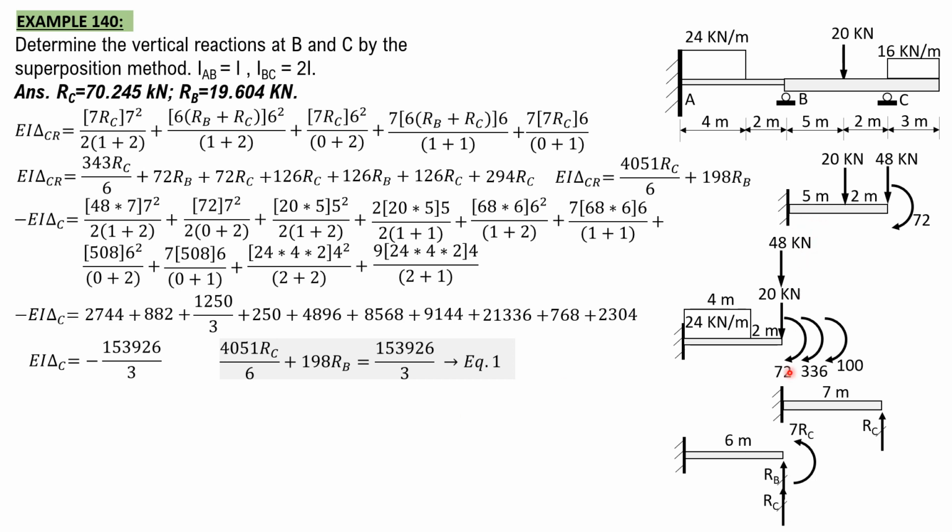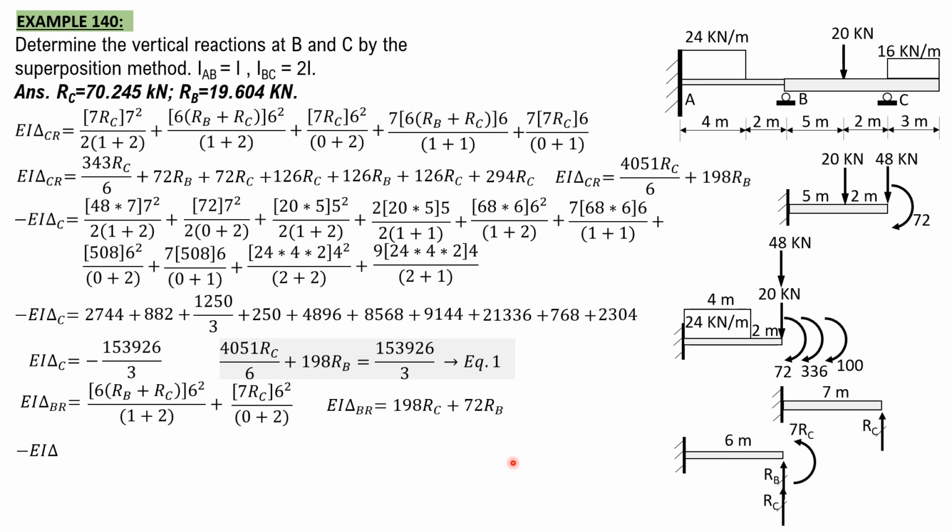Then for the deflection at B due to the reactions, so we have EI delta BR equals quantity 6 times R sub B plus R sub C, 6 square over 1 plus 2. Then the contribution of this couple, 7 R sub C times 6 square over 0 plus 2. So that's all for the deflection at B. Simplifying, EI delta BR equals 198 R sub C plus 72 R sub B.